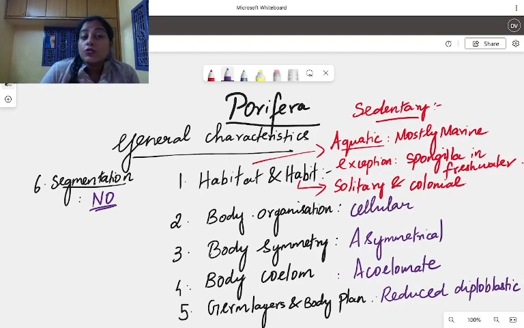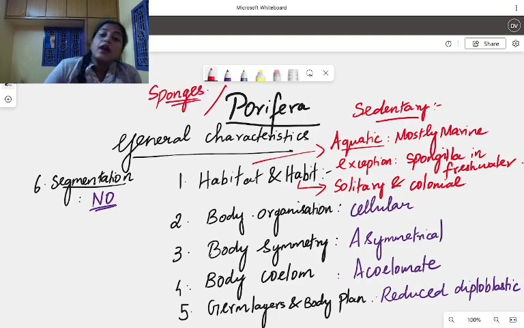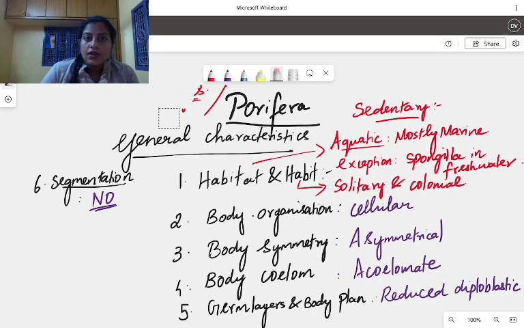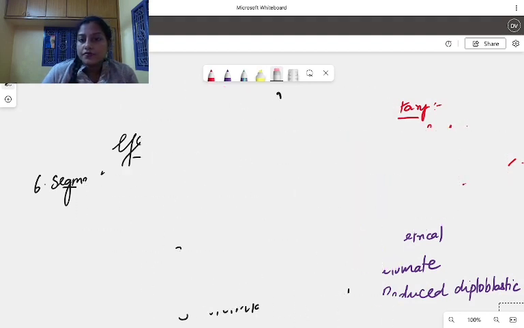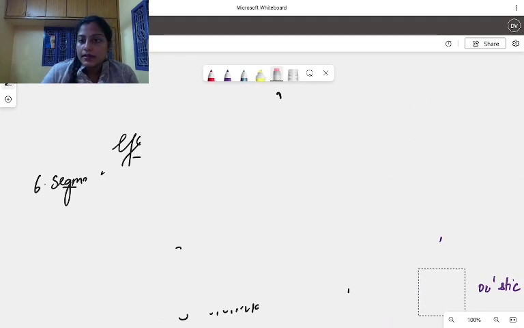I'll also tell you another interesting thing. Porifera, we commonly call them sponges. They have a lot of pores in their body. Next we will see the typical characters, where you get to know how they look, what the structure is, and what functionalities they have. That we will see under typical characteristics. I hope this is clear now. Super. So now moving on to typical characteristics.